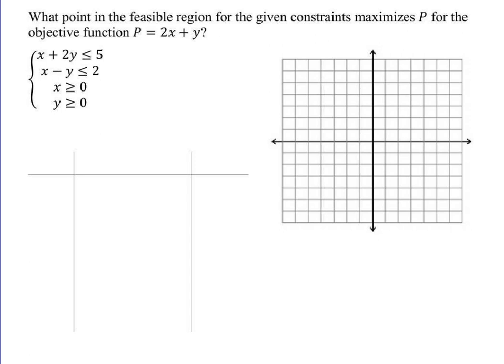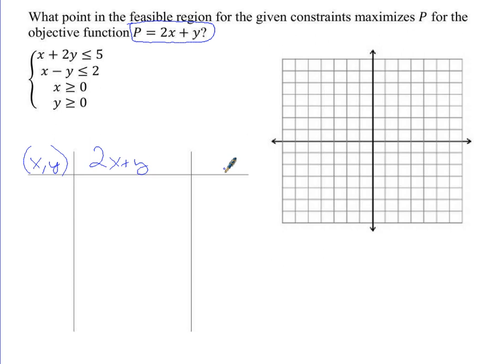All right, so for example, what point in the feasible region for the given constraints, so the given constraints are right here, maximizes P for the objective function P equals 2x plus y. So that is your objective function right there. I've already given you the constraints. All you have to do is graph them and pick out all the vertices, okay? The vertices will go in your table, x comma y here. Your objective function is 2x plus y. And then our results will go here.